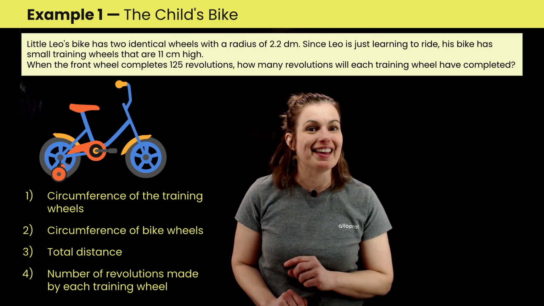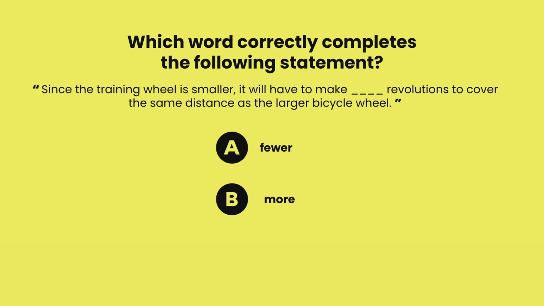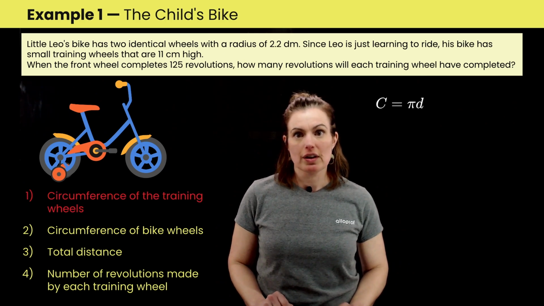Before we get started on that, I have a second question for you. Which word correctly completes the following statement? Since the training wheel is smaller, it will have to make fewer or more revolutions to cover the same distance as the larger bicycle wheel. You were right if you said more. So we're going to look at that first bit, the circumference of the training wheels.